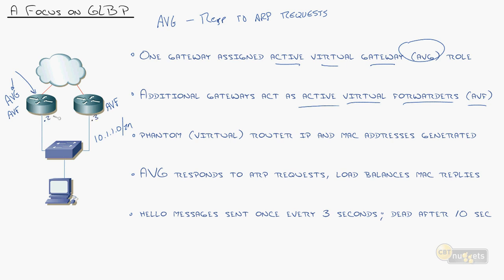It's the same thing as HSRP. GLBP doesn't allow you to assign the virtual as one of the IP addresses, but we come up with a virtual as .1, right? So this is the phantom IP address. So the AVG is the one responsible for responding to ARP requests for that IP address. But with GLBP, there's one distinct difference. It will generate a unique MAC address for every active virtual forwarder in the cluster.